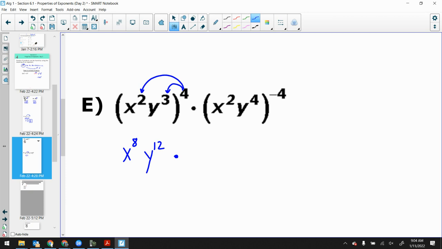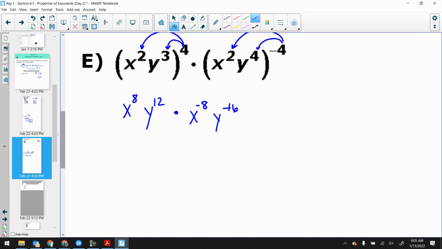And that's multiplied with x to the -8 and y to the -16. Now, okay, I did my product rule. Don't I have like bases? What happens with my x's? They end up canceling out. They end up getting x to the 0 because 8 plus -8 is 0. And what is x to the 0? 1. Yeah, so it ends up just canceling out. It ends up just being a 1.